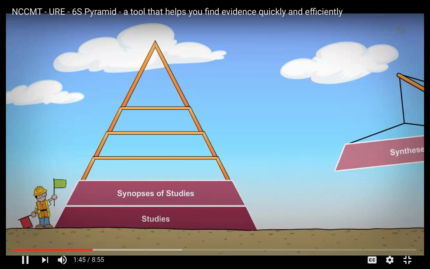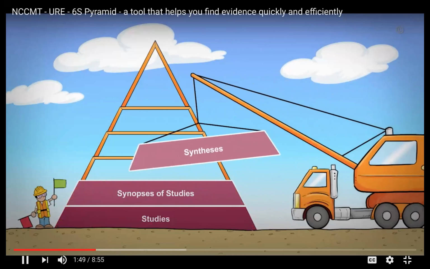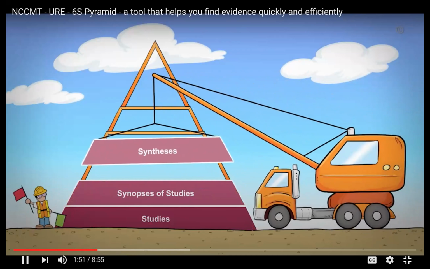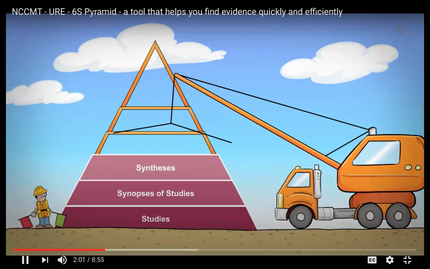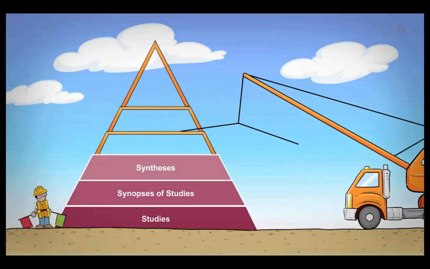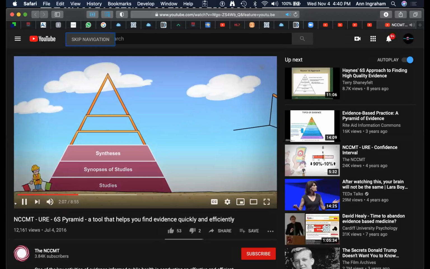As more and more research becomes available on a topic, the information from single studies may get combined in a systematic way into one document. These reviews of the literature, known as syntheses, make up the third level of the 6S pyramid. At this level of the pyramid, the results of many single studies are synthesized into one document, so there are fewer documents for you to go through.